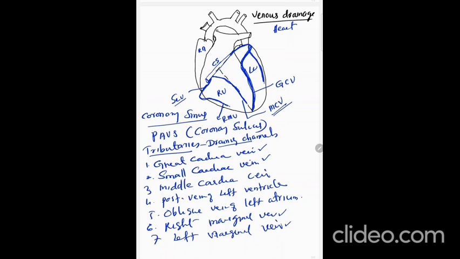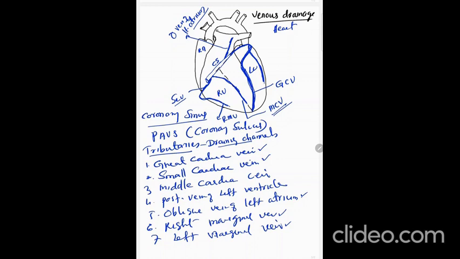Then the next one is the oblique vein of the left atrium. Here posteriorly we have the left atrium. From here there is a small vein that drains the left atrium. So this is the oblique vein of the left atrium.